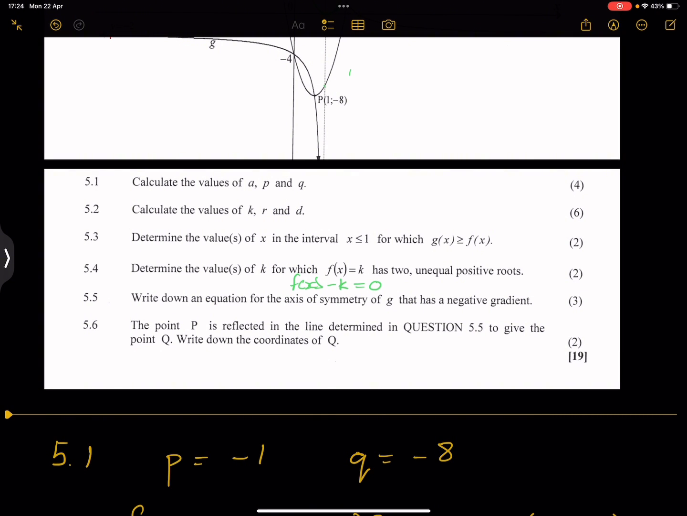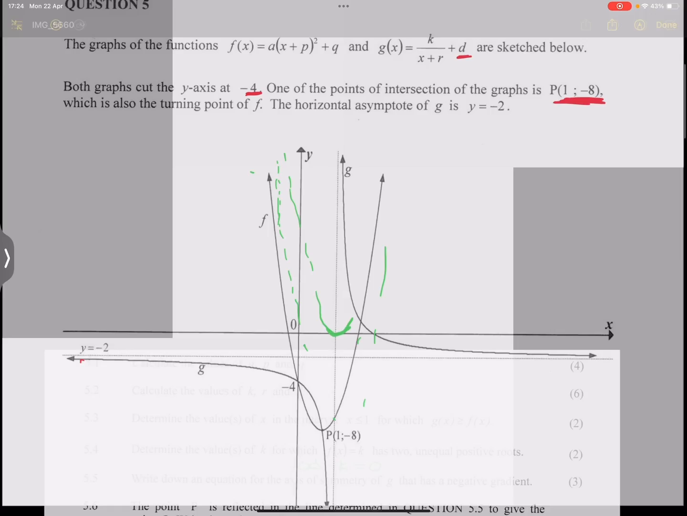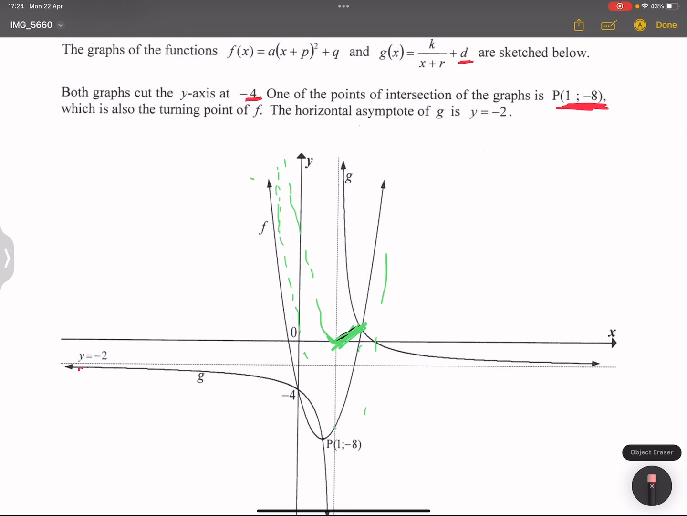Right, now they say to you, write down an equation for the axis of symmetry of G that has a negative gradient. Now, remember, guys, for the hyperbola, it is one of those graphs that you must know what you are doing there. So remember the axis of symmetry, right? They said that has a negative gradient. So this is what it would look like, right? So I'm trying to just get it there.